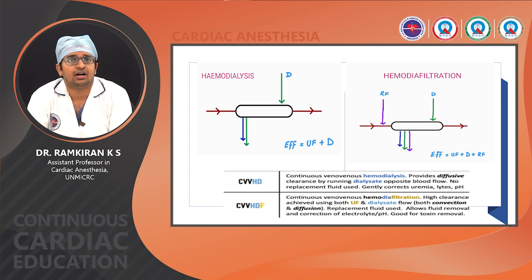Here you are giving the dialysate flow as well as the replacement fluid. So the effluent here would be ultrafiltrate plus dialysate fluid plus replacement fluid. It allows fluid removal, correction of electrolytes, and even toxin removal. This CVVHDF is most commonly used in ICUs in patients with sepsis and similar conditions.